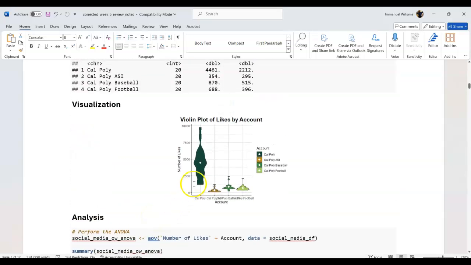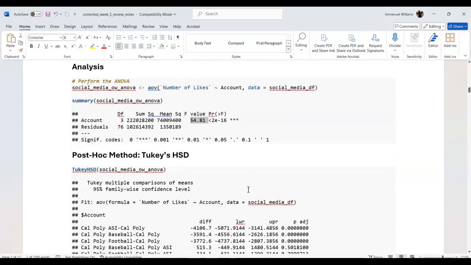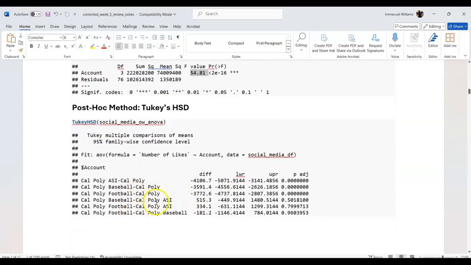So what this is doing is looking at Cal Poly versus Cal Poly ASI, Cal Poly baseball, Cal Poly football, Cal Poly ASI with Cal Poly baseball, Cal Poly ASI with Cal Poly football. You get the point. And then these are all the comparisons.